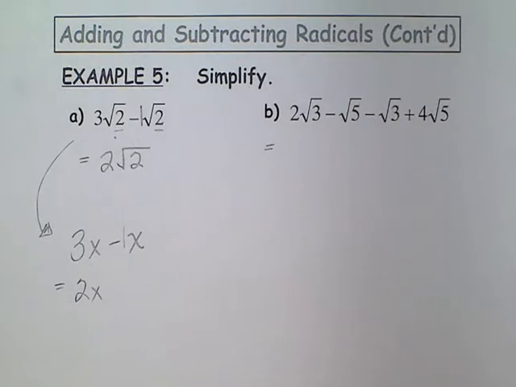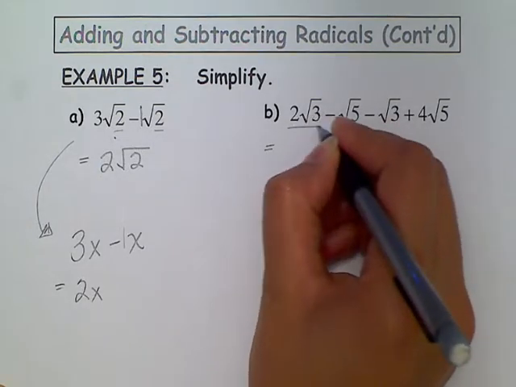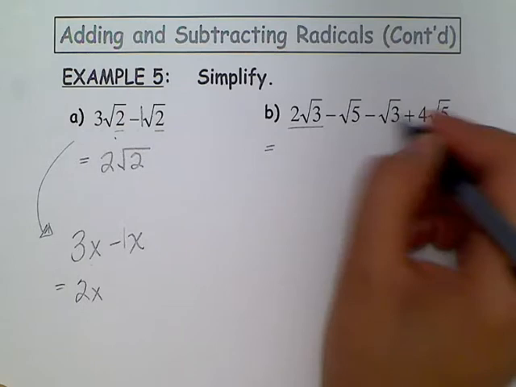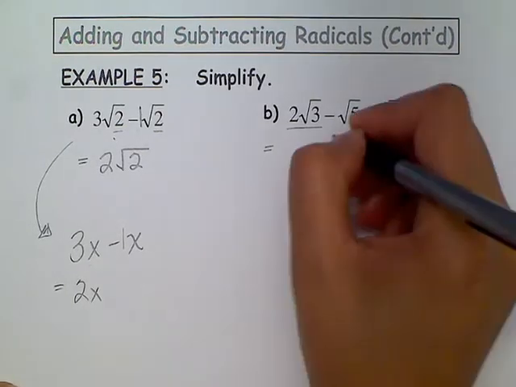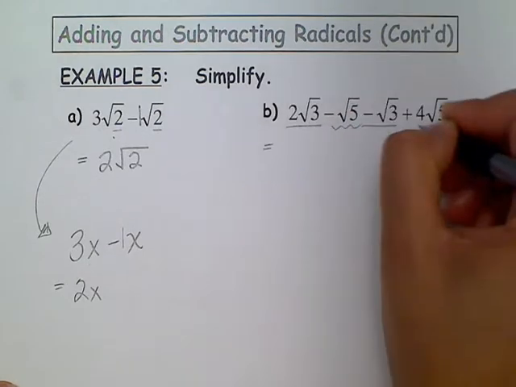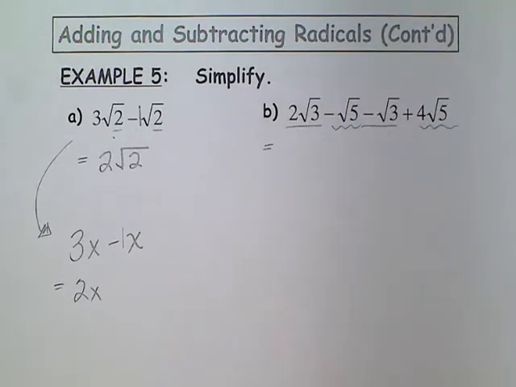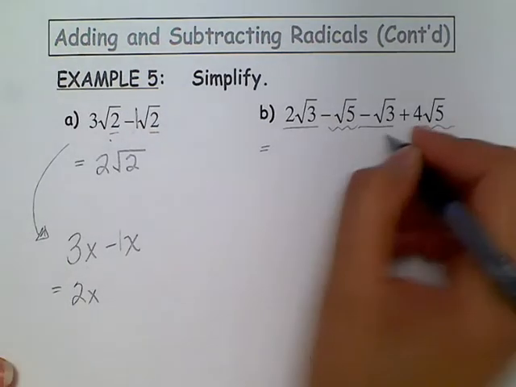Okay, second example, we're going to do something similar. Just like the warm-up, we're going to collect like radicals, group them together, and then combine the coefficients. So I have a radical part of root 3, and then another radical part of root 3, and then I have a radical part that's a root 5. I'm just using different symbols to indicate what the like radicals are.